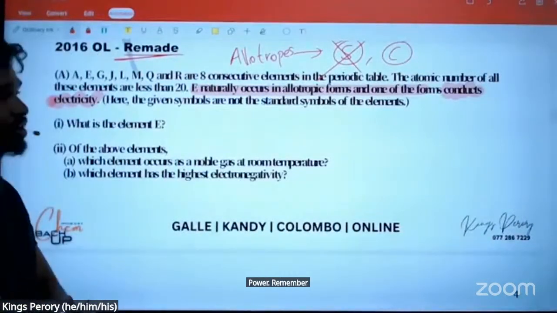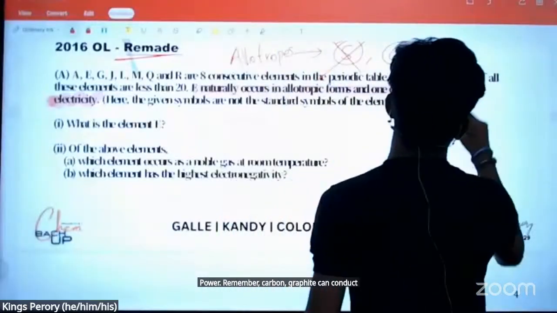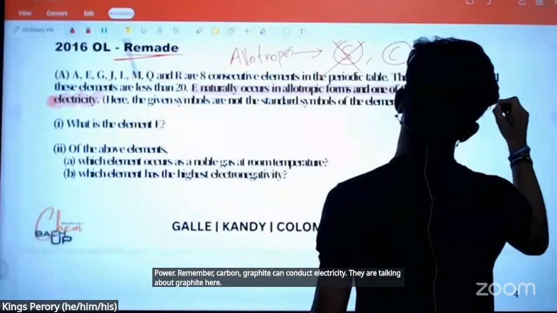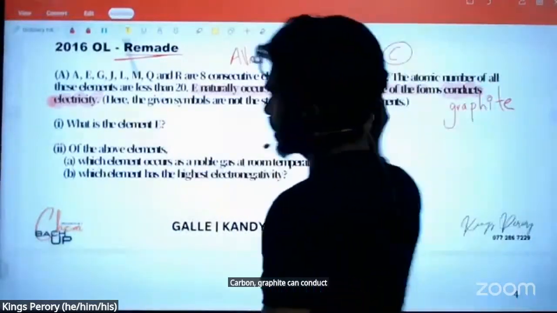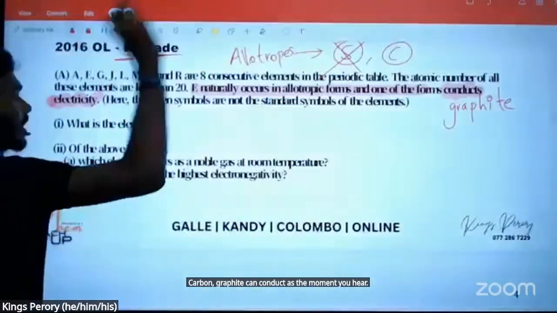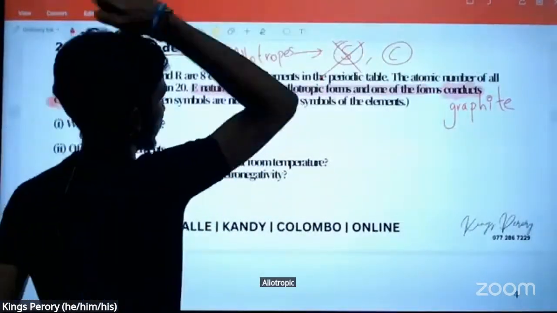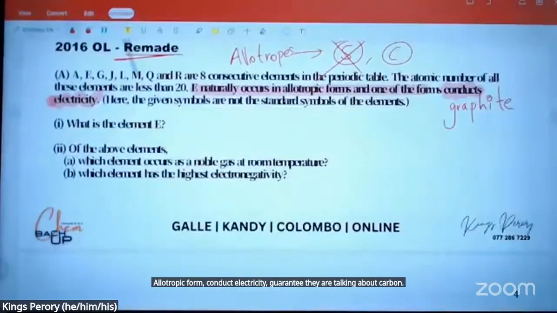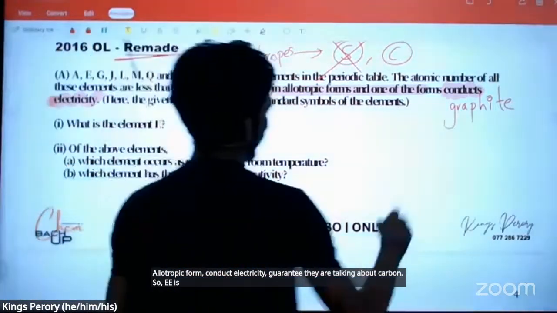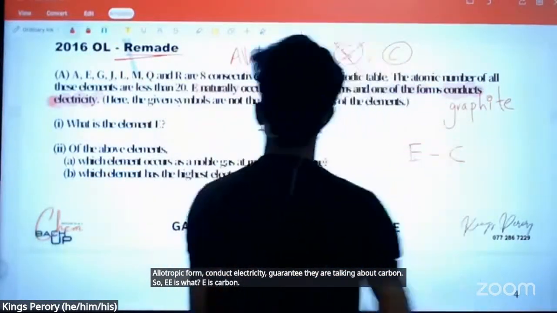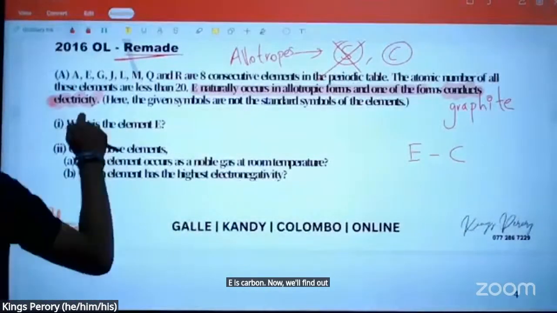Remember, carbon graphite can conduct electricity. They are talking about graphite here. The moment you hear allotropic form conducts electricity, they are talking about carbon. Guaranteed. So E is carbon. Now we'll find out all the other elements.